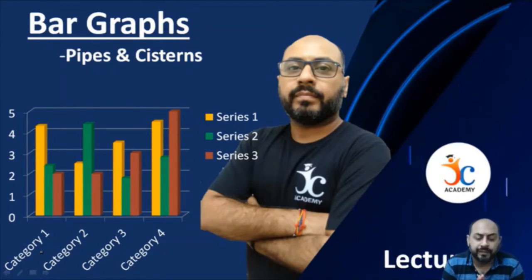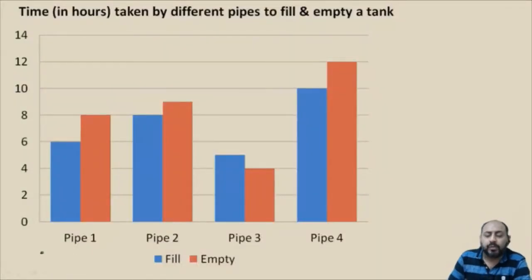So hi friends, in this lecture number 4 on bar graphs, I have a DI based on pipes and cisterns, and in this DI, the data is being represented as a bar graph. This is what it looks like, and I would want you to go through the graph first, and then we will be solving questions on this graph, right?